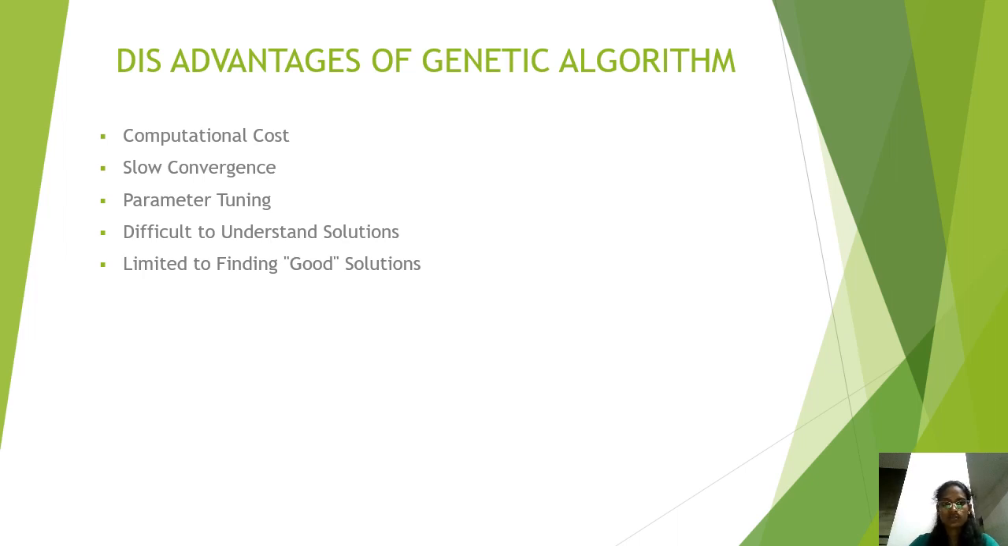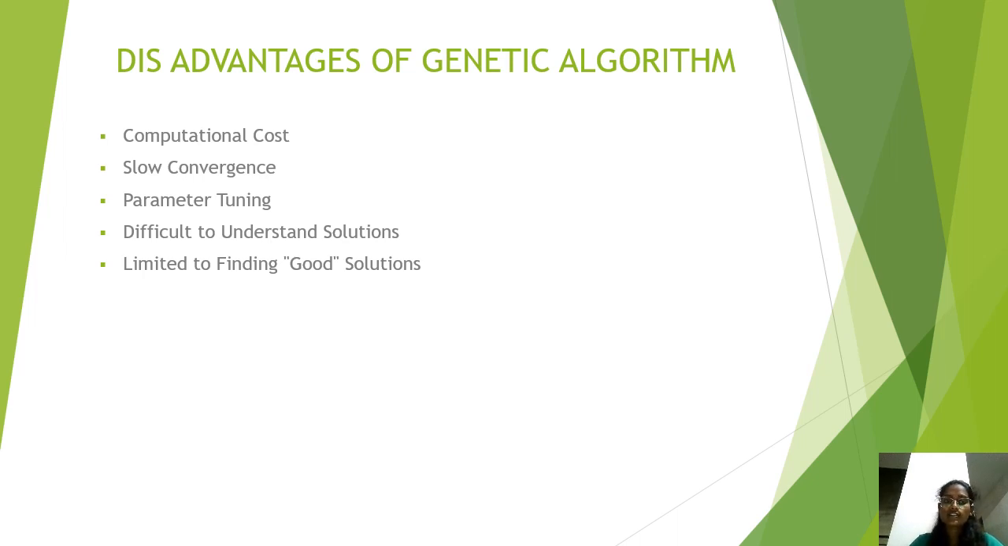Then parameter tuning. The performance of genetic algorithms relies on carefully chosen parameters like population size, crossover rate and mutation rate. Based on this, the performance of a genetic algorithm depends on the parameters. Tuning these parameters can require experimentation and also domain knowledge.